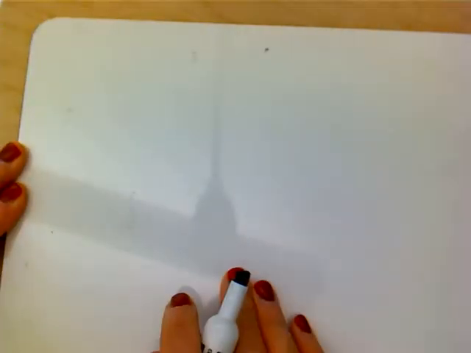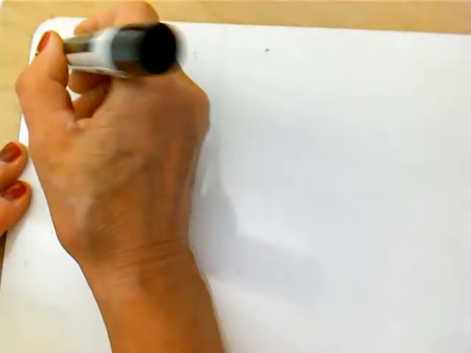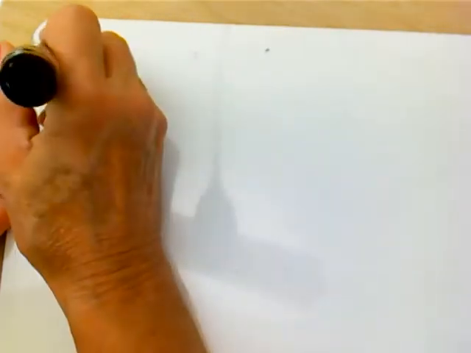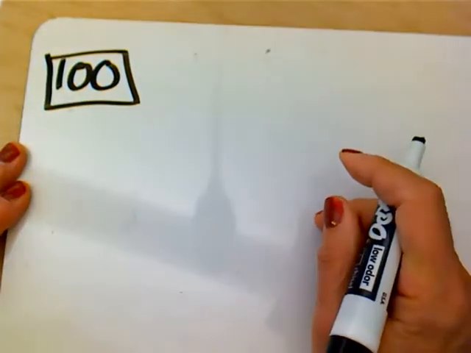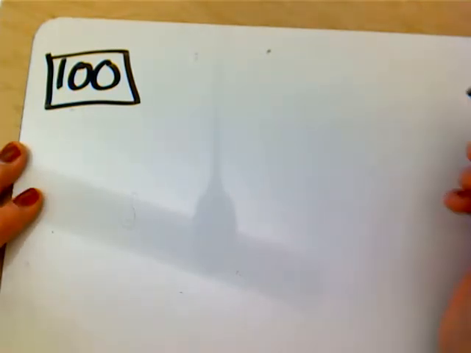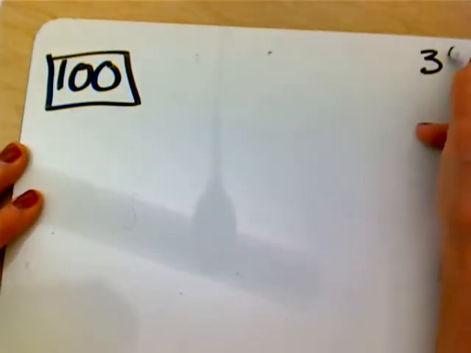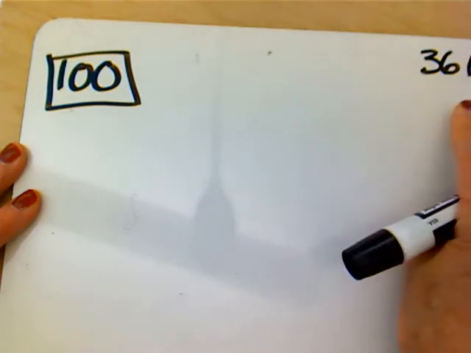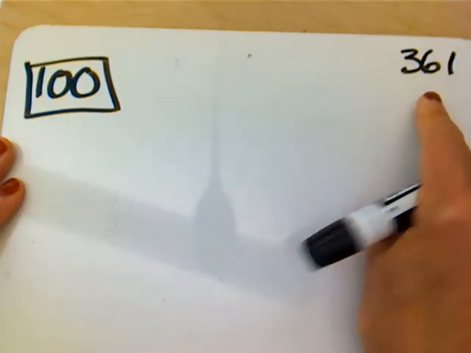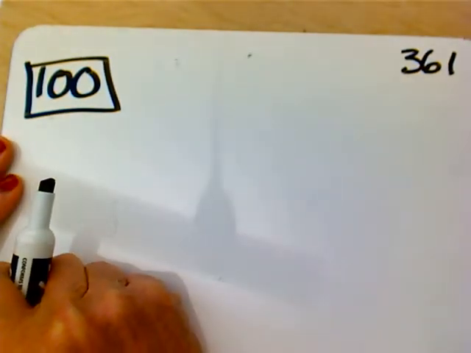All right, let's try another set. Here we go, lots of sets today. So we are going to start with 100. We're starting with 100, and I want you to count all the way to 361. So you're starting with 100, and you're counting up to 361. You give it a try. Shut the video off.